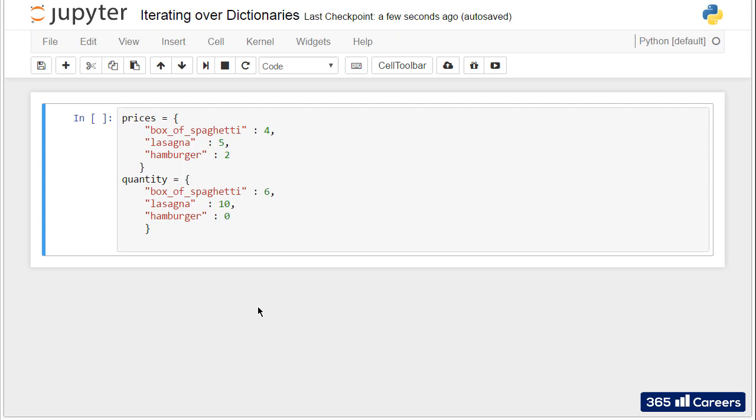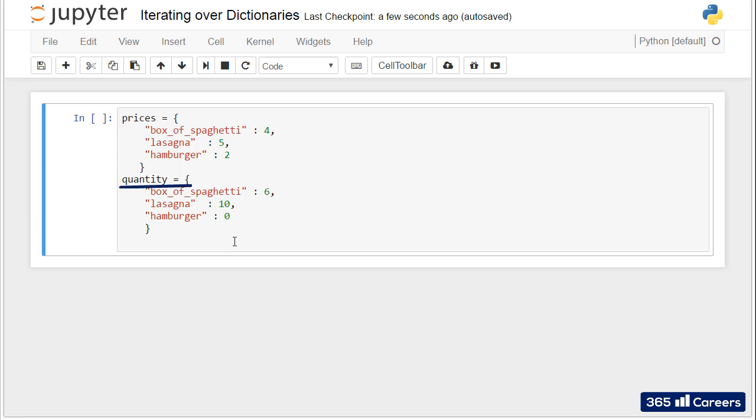Let's look at something a bit more challenging, iterating over a dictionary. We have a couple of examples here. The prices of a box of spaghetti, of a portion of lasagna, and of a hamburger are stored in a dictionary called prices. Jan went to the supermarket and bought 6 boxes of spaghetti, 10 pieces of lasagna, and no hamburgers. This data was stored in a dictionary named quantity.